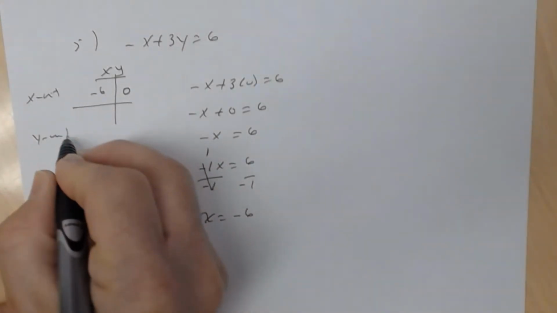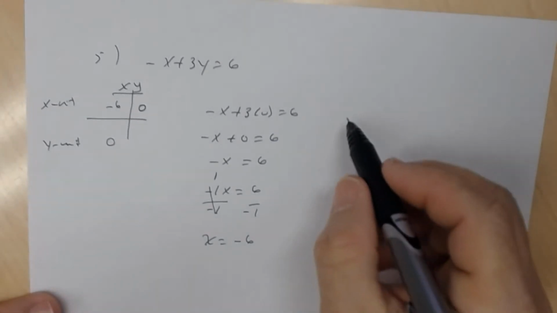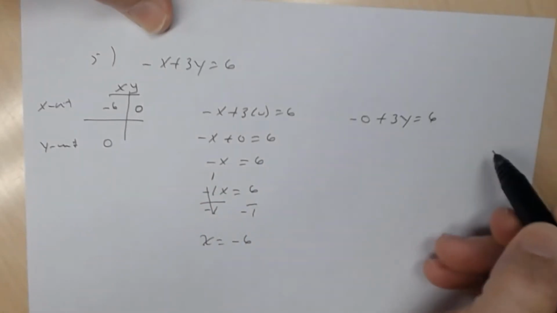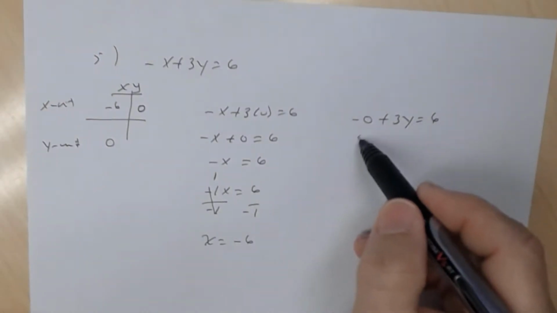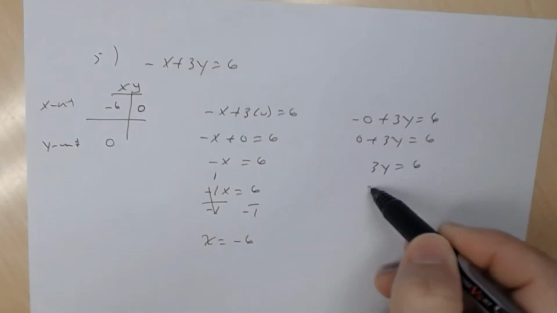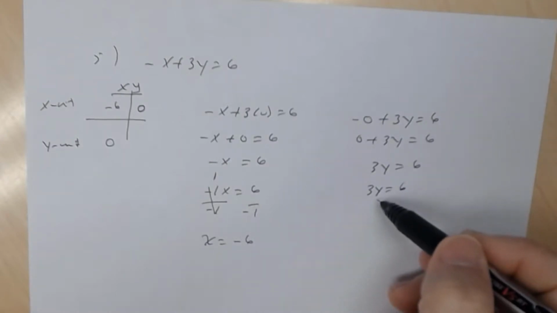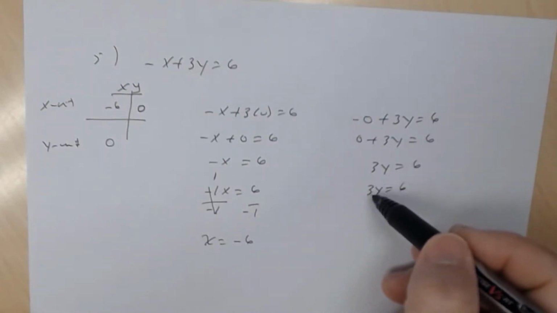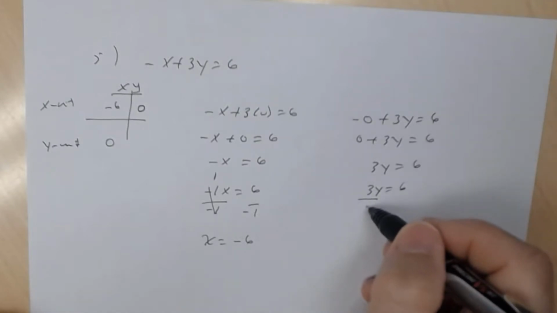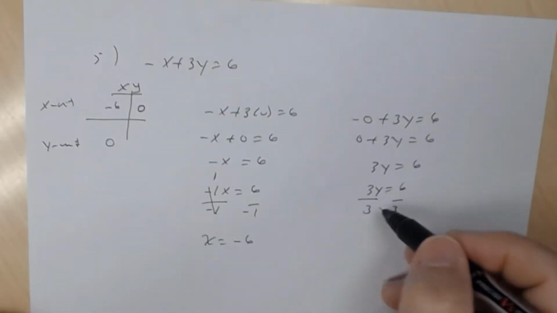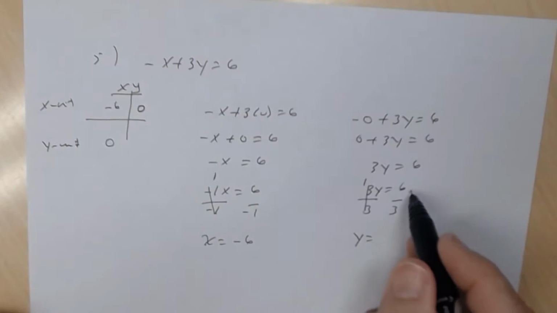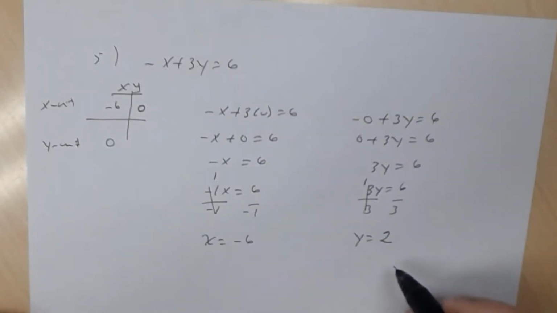To find the y-intercept, you're going to let x be 0 this time. So if x is 0, I get negative 0 plus 3y equals 6. Well, negative 0 is 0, so I get 0 plus 3y equals 6. 0 plus 3y is 3y equals 6. I'm going to go ahead and rewrite this equation over. And now we've got to get y by itself. So I need the coefficient of y to be a 1 here. Now it's a 3. So to get that to be a 1, I've got to do the opposite. Right now I'm multiplying by 3. The opposite is to divide by 3. You divide both sides by 3. What you do to one side, you do to the other. 3 divided by 3 is 1, which is what you wanted. 1 times y is y. And so I get my y coordinate to be 2. 6 divided by 3 is 2.